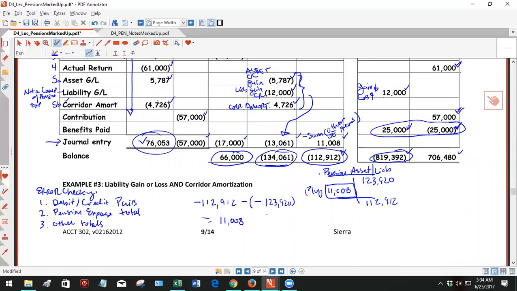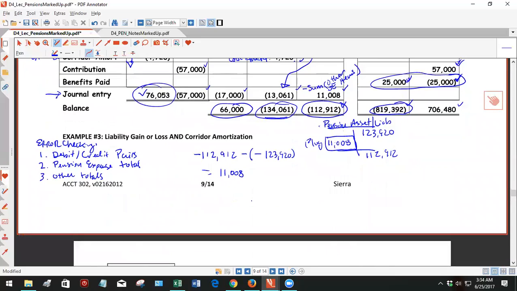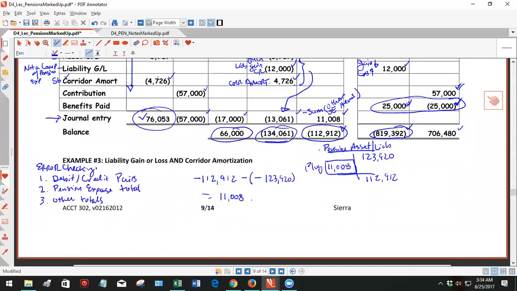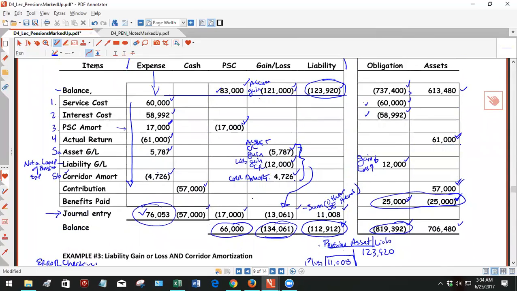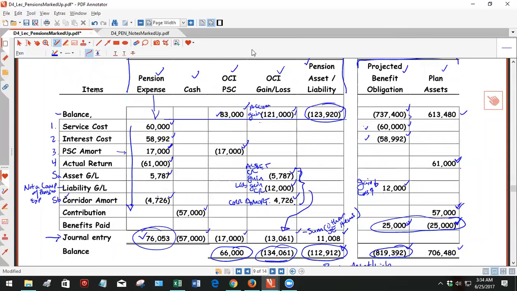Okay. Yes, that's it for the pension exercise number 3, and we'll look ahead to number 4.